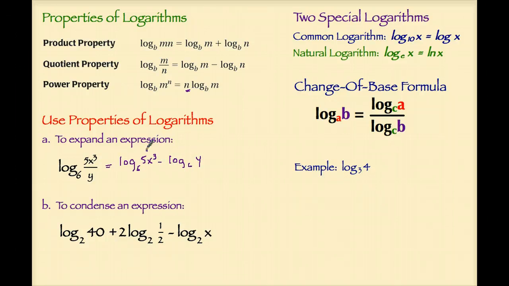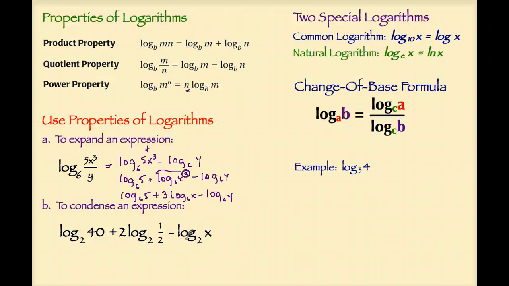But notice that now I have a product, so I could separate that product into a sum and make this log base 6 of 5 plus log base 6 of x cubed. And then still minus log base 6 of y. And now I can use the last property, which is this exponent can come around and become a coefficient. And so my final expanded expression would be log base 6 of 5 plus 3 log base 6 of x minus log base 6 of y.